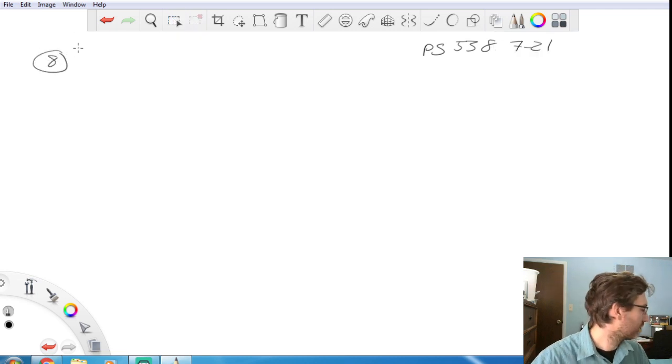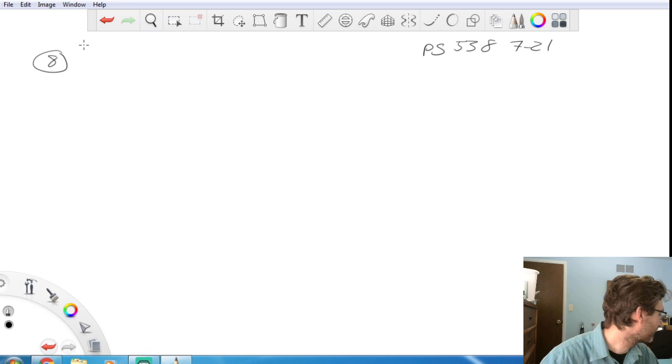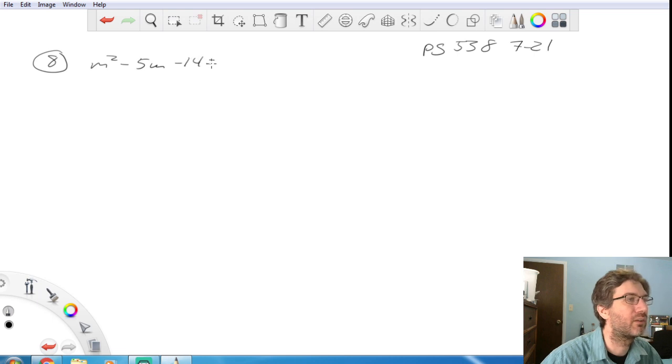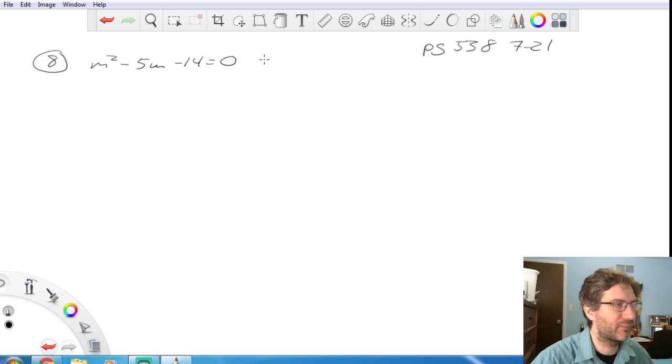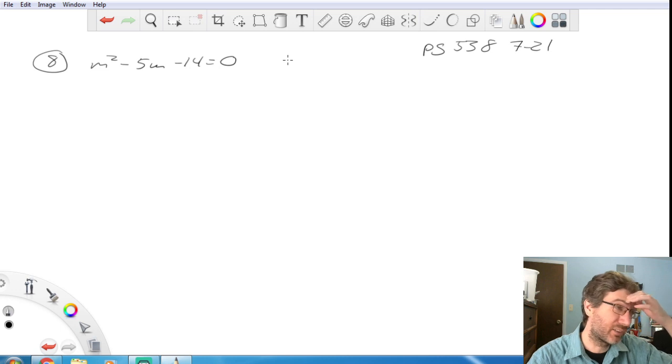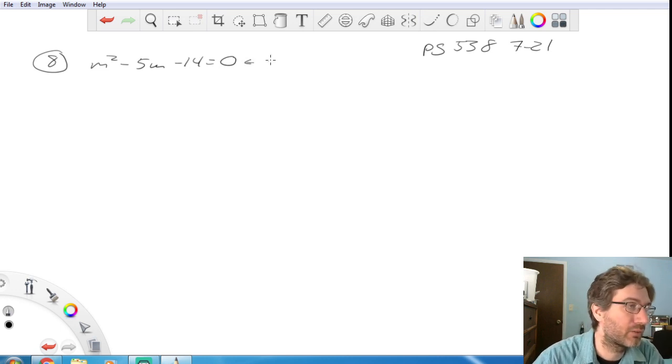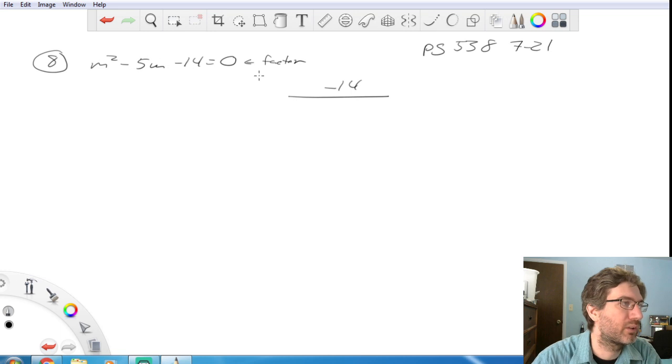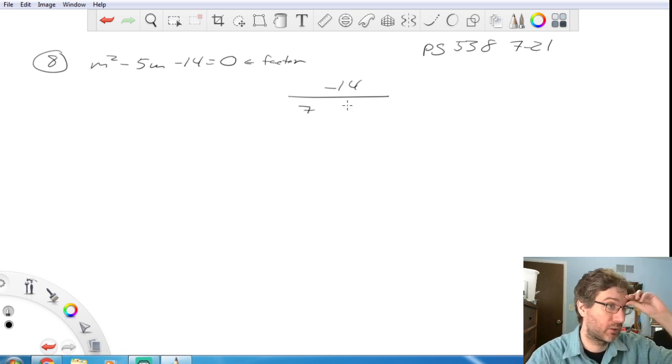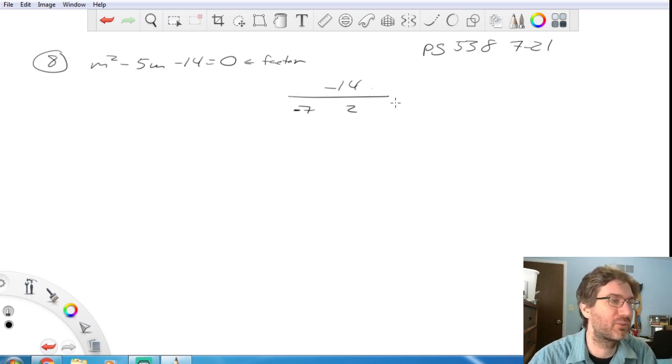Number 8 I'll walk you through as well, just to give you some more examples, more practice with it. m squared minus 5m minus 14 equals 0. And again, it's already set to 0, so all you got to do is factor it, which you've been doing all week, so factor this. So we need negative 14, which means signs have to be different. Larger one has to be 5. So what is that, 2 and 7? And larger one has to be negative. So again, your answers are going to be the opposite of these two numbers, but just so we go through the whole process.